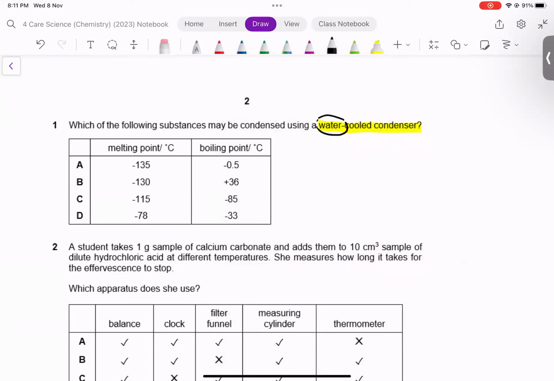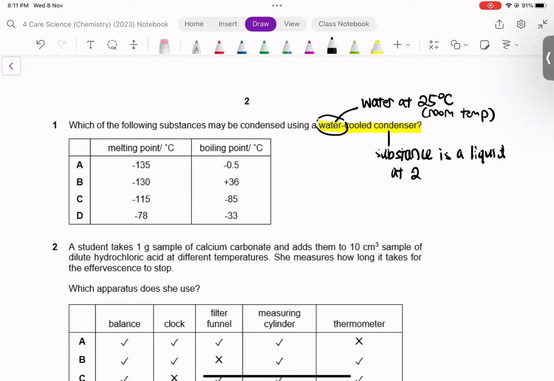So it's water-cooled. Now, this water refers to tap water. You basically switch on the tap. So this is clearly water at room temperature. Room temperature is 25 degrees Celsius. So for it to condense, the substance is a liquid at 25 degrees Celsius. Now, this is really crucial. You must realize the concept is about the substance being a liquid at 25 degrees Celsius.